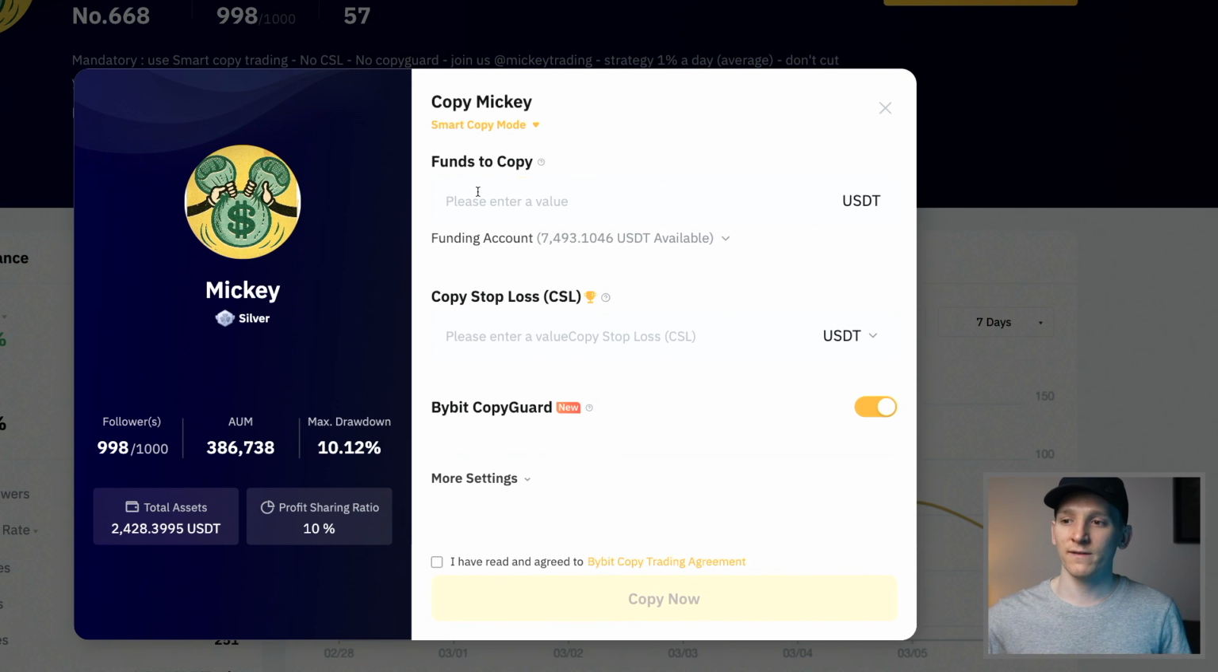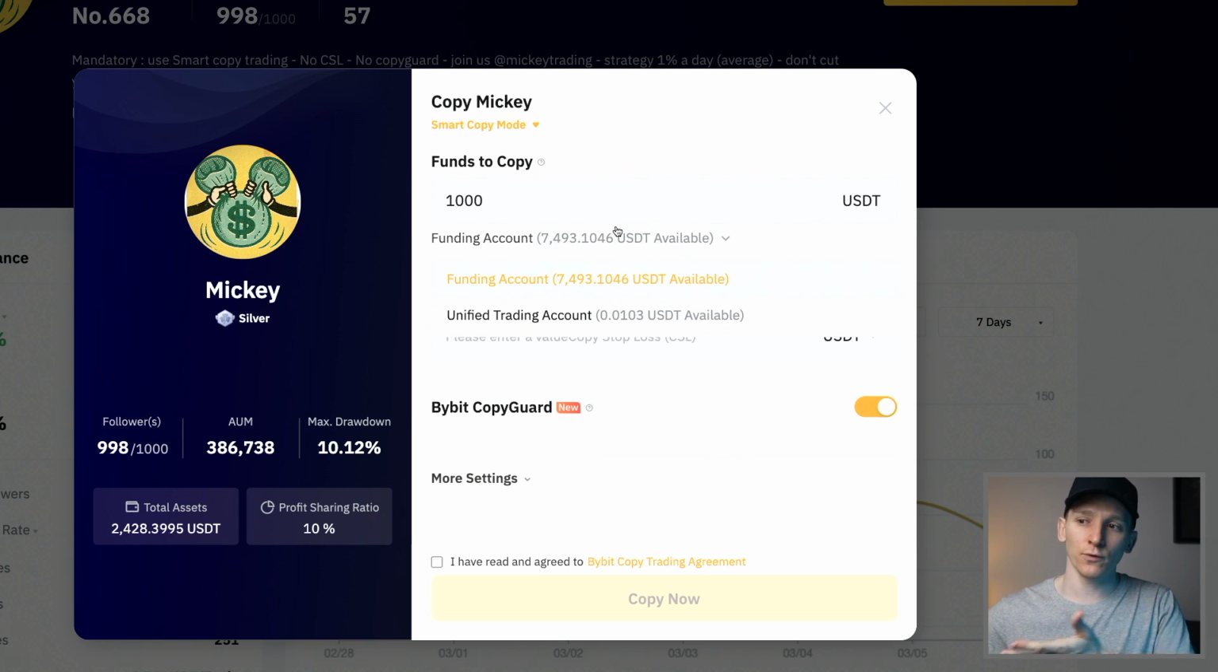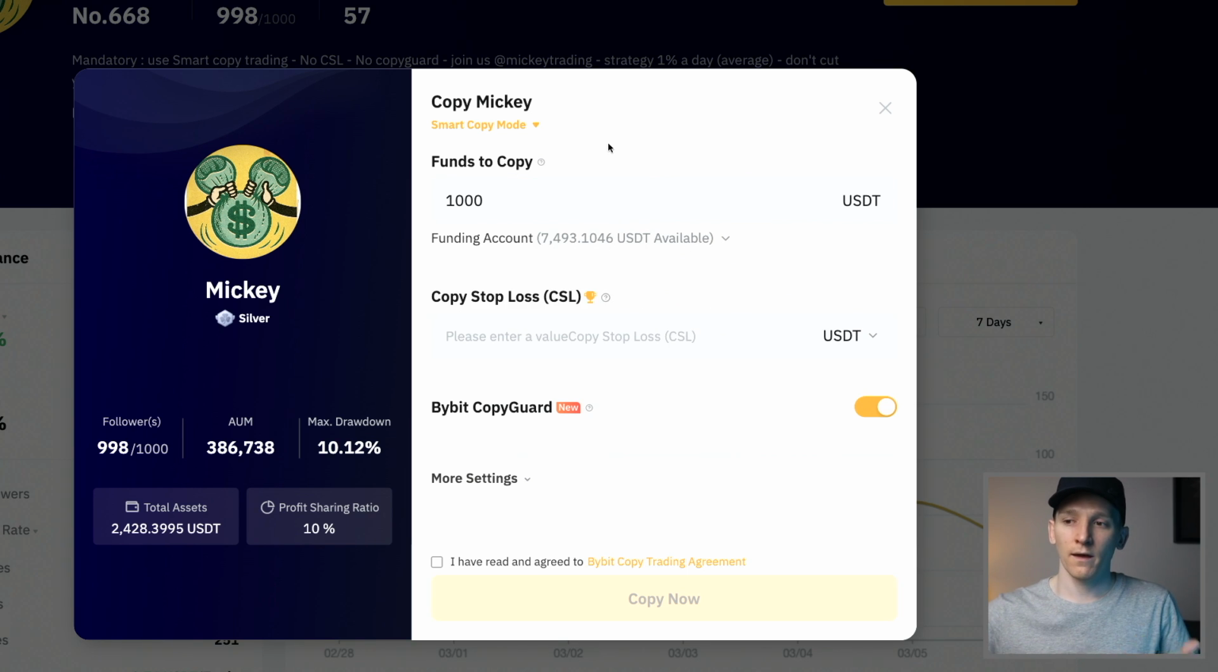Funds to copy, as we can see here, this is the total amount of assets or total amount of cash that you want to put towards copying this trader individually. So let's just put an amount in here. You need that in either your funding account or your trading account, so that can be there and then used to go over and copy this trader. And we have copy stop loss. This is an account-wide risk mitigation measure, if you want to put it in.